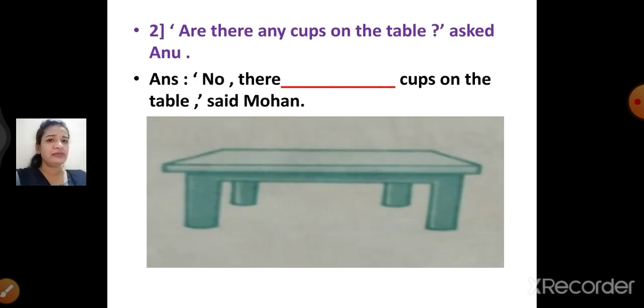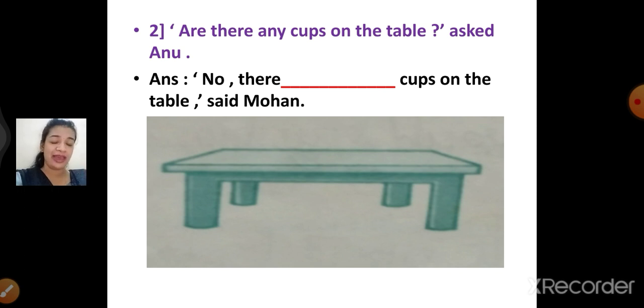Now, the second one, there's nothing on the table. You can see the picture. Okay, the question is, are there any cups on the table? Asked Anu. Now, even you can't see anything. There are no cups on the table, right? So, how are you going to answer it? No, there aren't. No, there aren't. Aren't means are not.